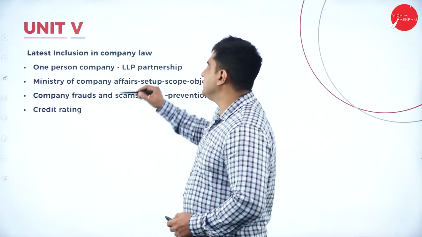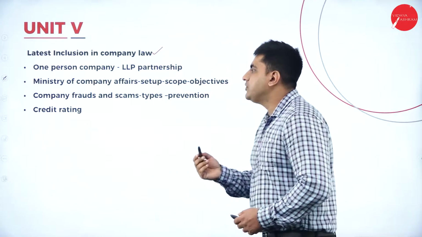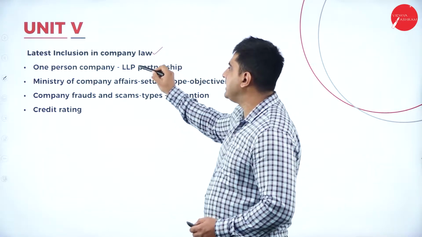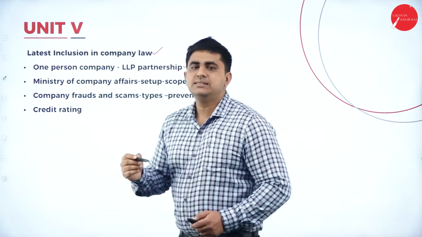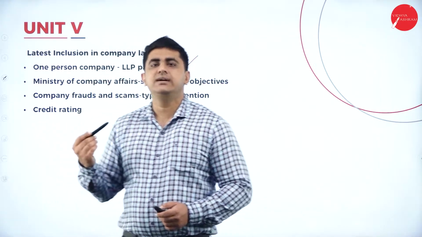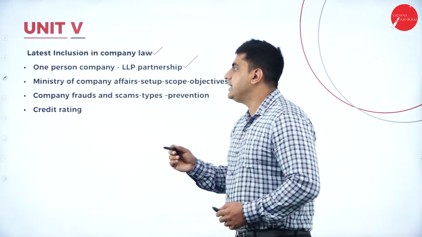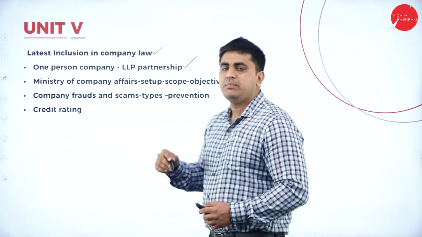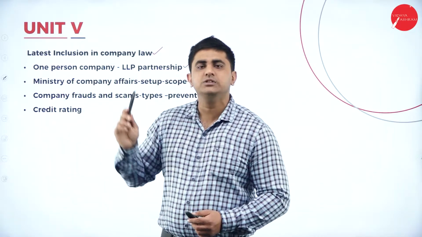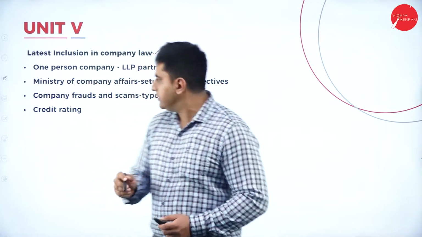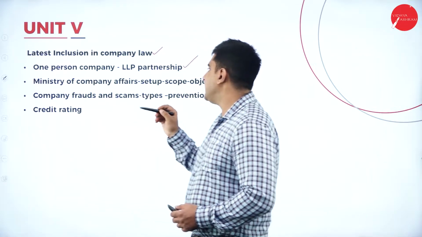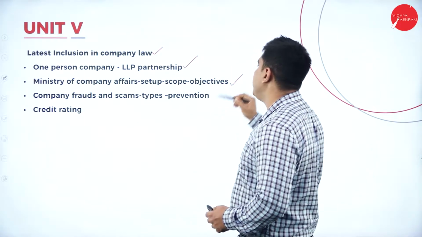Next, latest inclusion in company law. You will be dealing with in the fifth unit, that is one person company or LLP, that is limited liability partnership. One person company is a company where one member is enough to get it registered. So after getting registered, he can add other members, but at the time of registration there should be only one person. This is the latest inclusion in the Companies Act 2013. Then limited liability partnership also is the latest inclusion. Ministry of Company Affairs setup, scopes and objectives also you will be understanding.